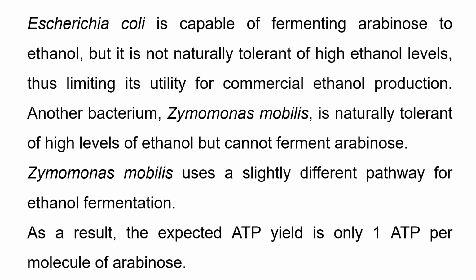Escherichia coli is also capable of fermenting arabinose. Arabinose is also a sugar molecule, and it is fermented to ethanol, but E. coli is not naturally tolerant to high ethanol levels. So it makes only a small amount of ethanol, and then it limits its production, because it cannot tolerate the high concentration of ethanol. Another bacterium, Zymomonas mobilis, is naturally tolerant of high levels of ethanol, but it cannot ferment arabinose.